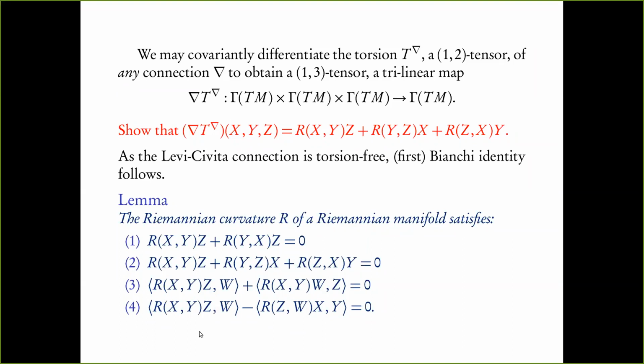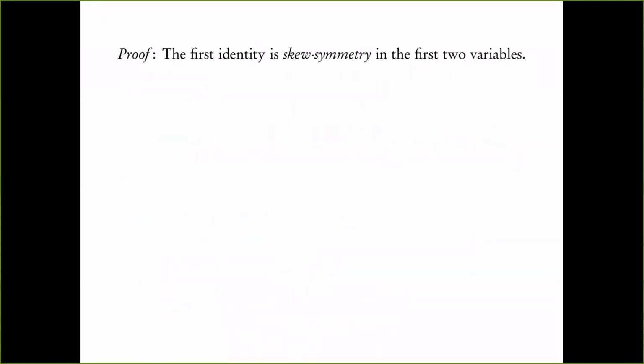Okay, so let's get on with the proof of this. All right. So as I said, the first identity is skew-symmetry in the first 2 variables, and when I say this, I mean that the full Riemann curvature tensor is really thought of as a function of 4 vector fields. And when I input x, y, z, w, what I get is R of x, y acting on z dot w with respect to the metric. That's what I mean by the full tensor. We will talk about this at length in the next few talks. But that's what I mean.